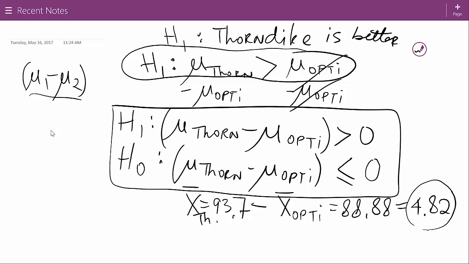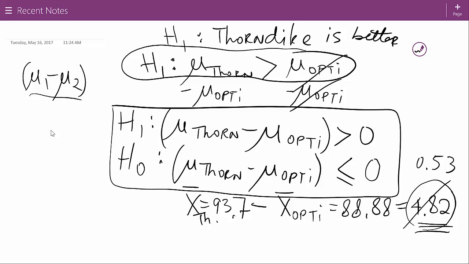Essentially the test is going to try and determine: is that number 4.82 far enough from 0 for us to claim that there is actually a statistical difference between Thorndike and OptiView? What if the distance would be not 4.82 but something like 0.53? What would you say? Is that a big difference between them or not so big? Not so big. Probably it's because of variability. Sample number 1 is highly variable, sample number 2 is highly variable, so purely because you got a lucky sample from Thorndike and a not so lucky sample from OptiView, that's how this difference showed up. It's possible.